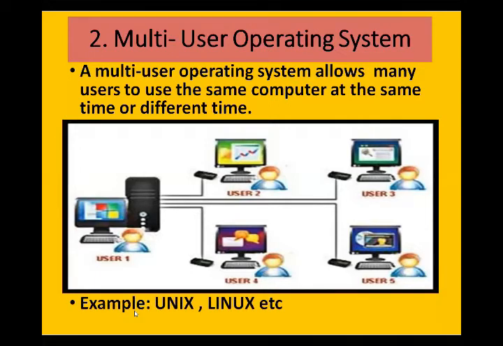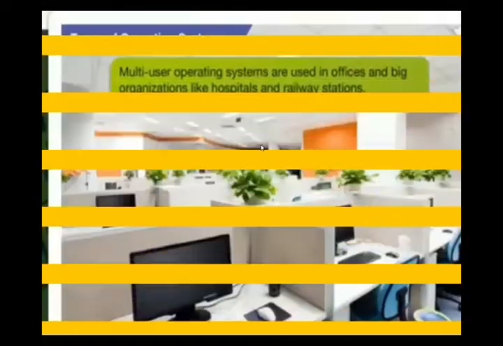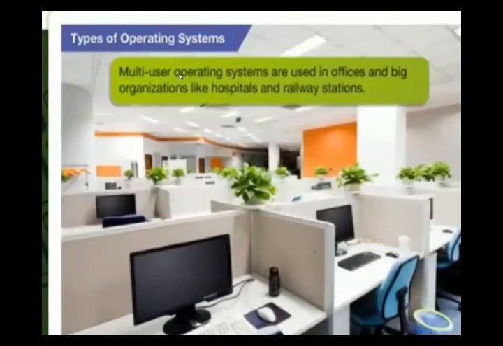Examples of multi-user operating systems are Unix and Linux. These operating systems allow many users to use the computer at the same time. Multi-user operating systems are used in offices and big organizations like hospitals and railway stations.